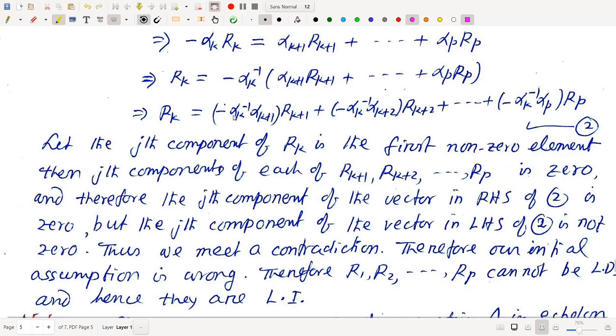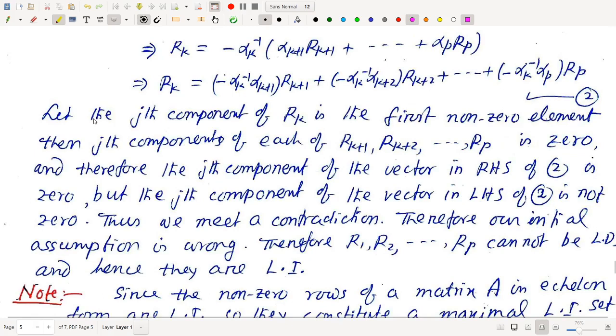So we write rk equal to minus alpha k inverse alpha k plus 1 into rk plus 1 plus minus alpha k inverse alpha k plus 2 into rk plus 2 dot dot minus alpha k inverse alpha p into rp. Line number 2. See, rk, the kth row, is expressed in terms of the k plus 1th, k plus 2th and pth rows. The kth row is expressed in terms of succeeding rows, but the matrix is in echelon form, so this rk is a non-zero row. Let the jth component of rk be the first non-zero element.